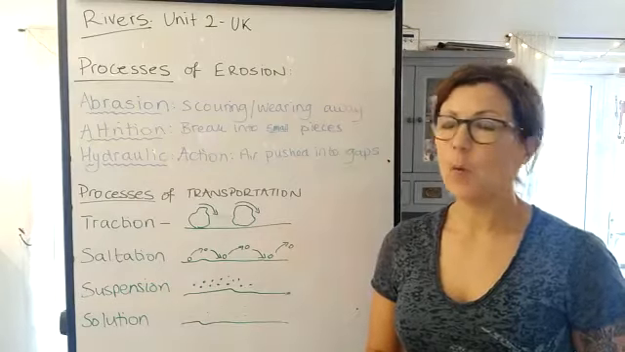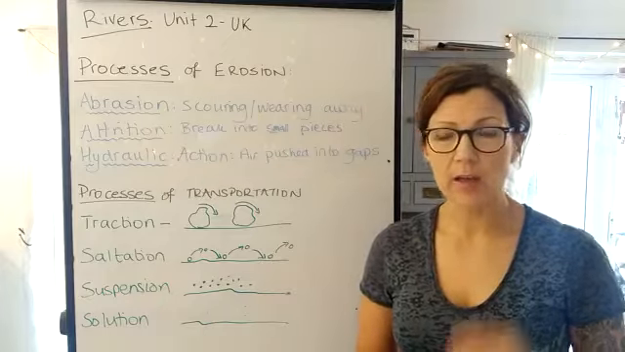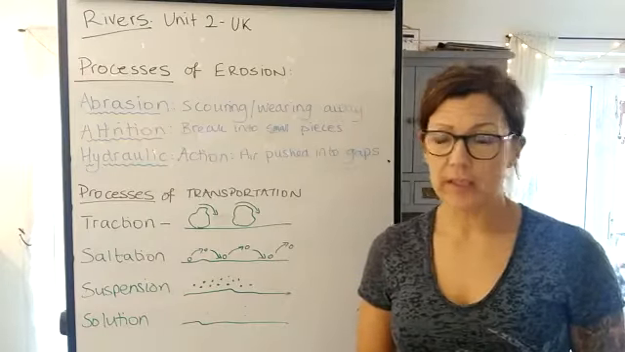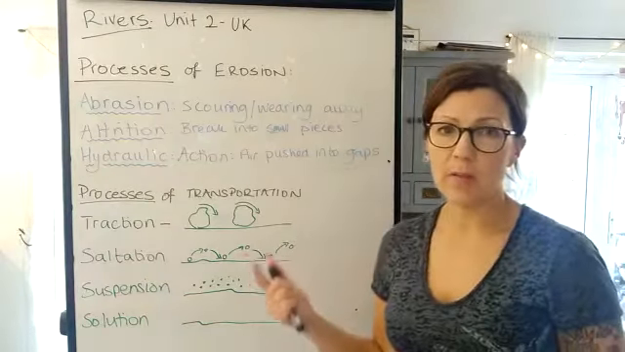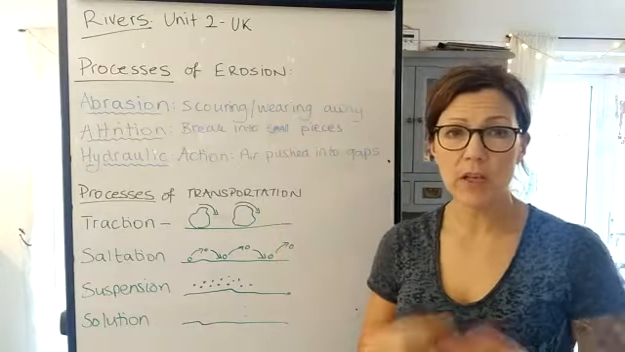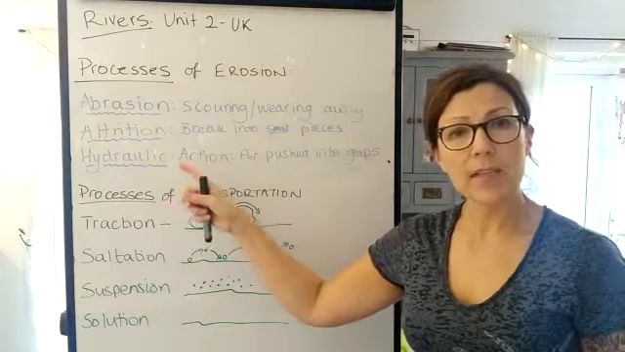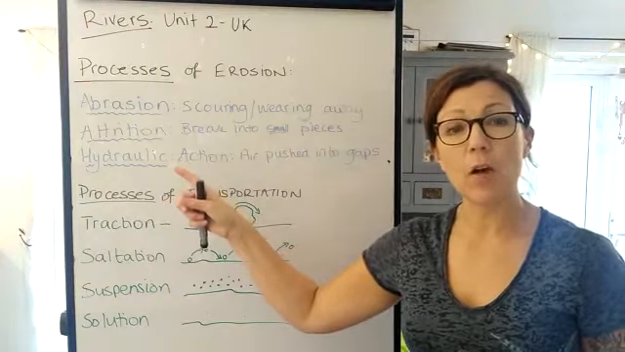In today's video we are going to look at GCSE and we're going to look at Unit 2, which is the UK, and the rivers unit. So I'm going to start by going over some of the river processes with you. And I'm going to start with the processes of erosion, and I'm going to talk you through some of these processes. So the first three processes we've got here are processes of erosion.